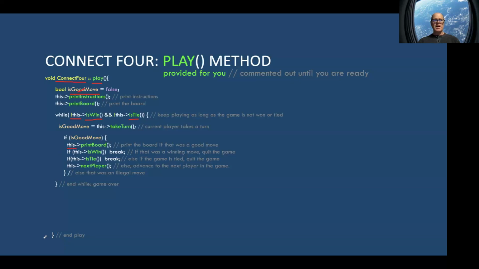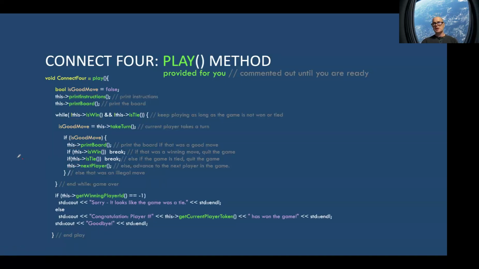So this is just reminding you, that's one way of getting access to it, but we could just call it print board, right? Or is win, or is tie, or next player. All of those things can happen without the this if you wanted to do it that way, okay? But that play is written for you, so it should give you a sense of how all these other methods should work together. And you should not need to change this. I don't think I have an issue with you changing it, but you cannot change the .h. So that's the only real restriction that I have here.